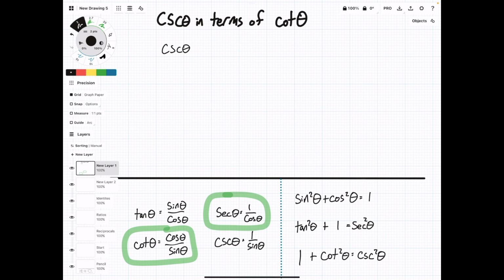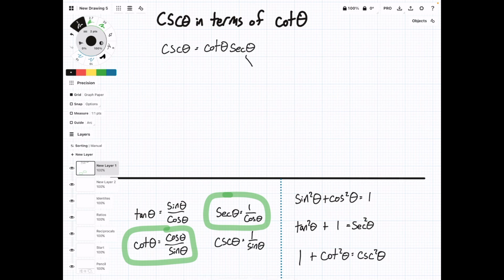Cosecant theta is equal to cotangent theta times secant theta. And again, I can do that because if we write these in terms of sine and cosine, we'll see that we have cosine theta times sine theta times 1 over cosine theta, and the cosines cancel, leaving us with 1 over sine theta, which is cosecant. So there's our proof. I'm going to clean that up though.